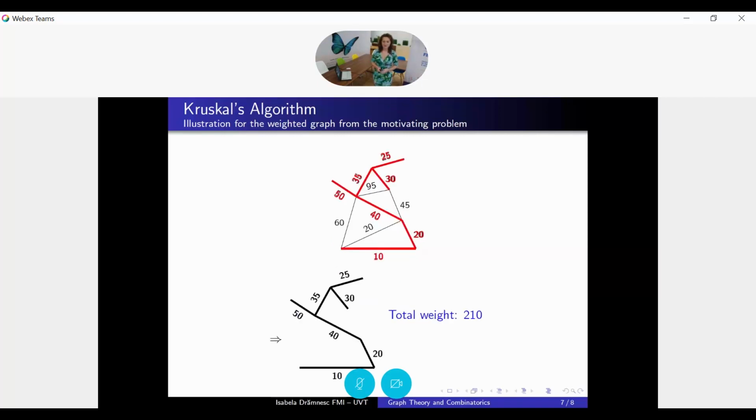So now we stop because we obtained the spanning tree, and this is the minimum spanning tree with total weight 210. And this is the solution of our problem.